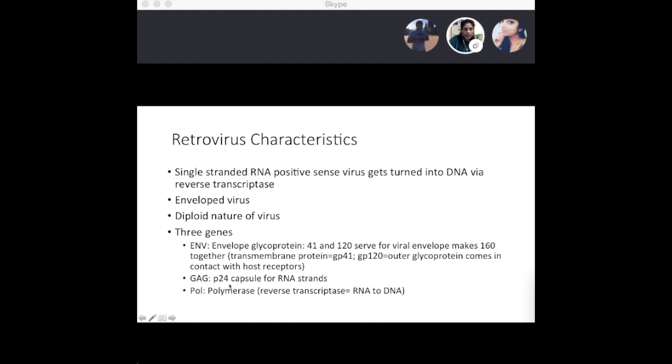Then it has gag, which is P24, the capsid for the RNA strands. And then it has the pol gene, which is polymerase or reverse transcriptase. So these are the things that the virus contains. That's what the virus has. These are the things that the virus needs in order to infect. So it's like its secret weapons.